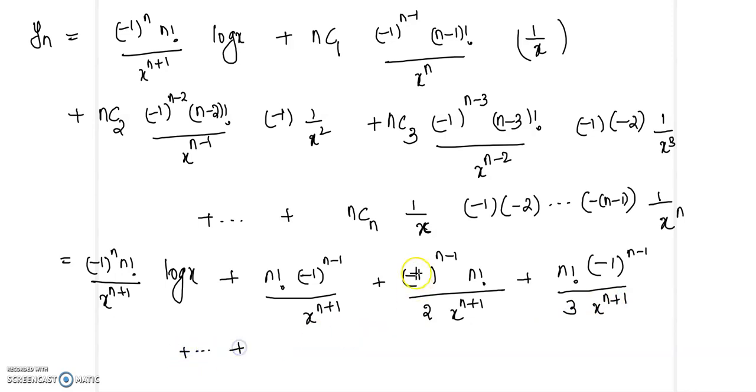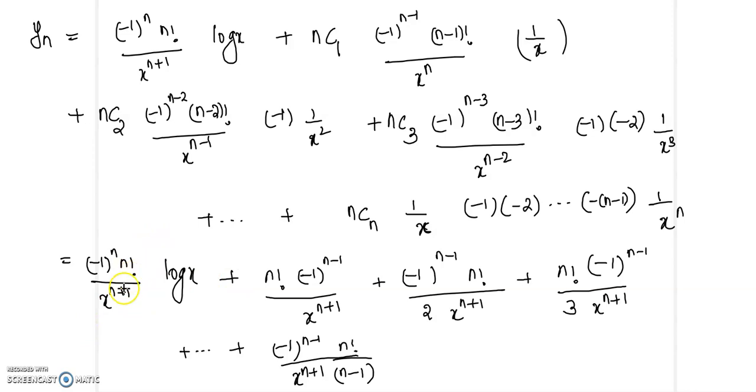So continuing like this, in the last term nCn is equal to 1. Here the minus sign is coming n minus 1 times, so minus 1 raised to n minus 1. This will be n minus 1 factorial, and n minus 1 factorial I can write as n factorial by n. And the power of x here will be x raised to n plus 1.